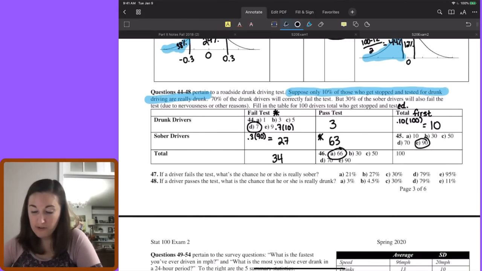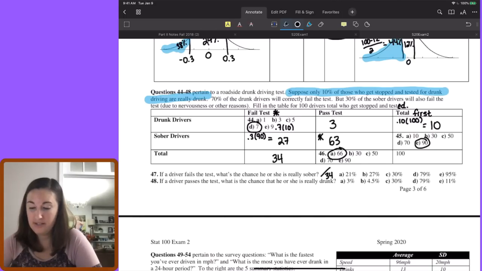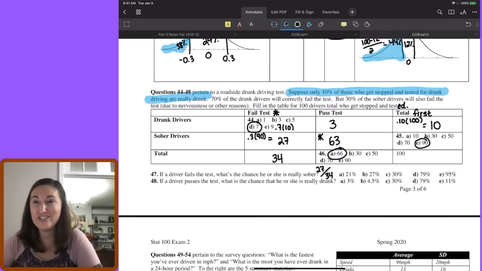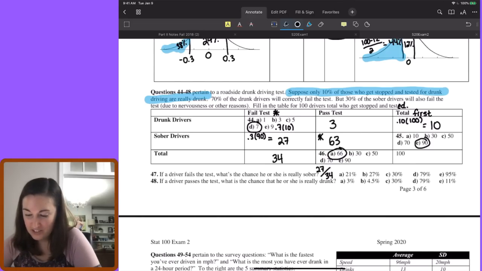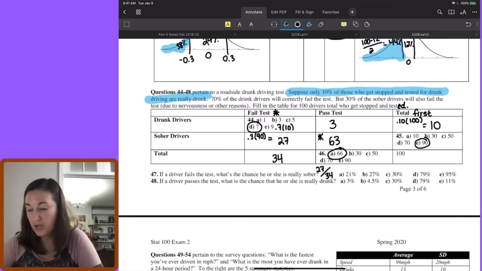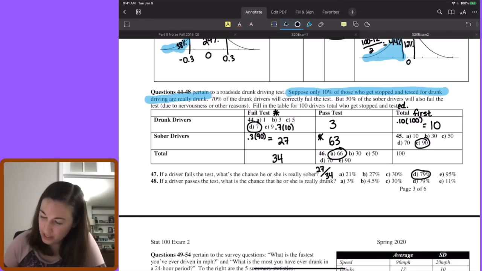It says if a driver fails the test, okay, so there's 34 drivers that failed the test, right? What's the chance that he or she is really sober? And then 27 of those 34 are actually sober. Dang. That's kind of crazy. And then to get this into a percent, I can just put it into my calculator, 27 over 34, and then multiply it by 100. And I end up getting definitely over 50. I end up getting 79%.